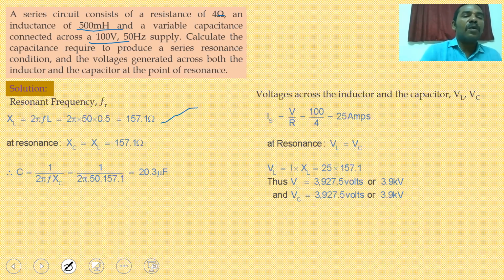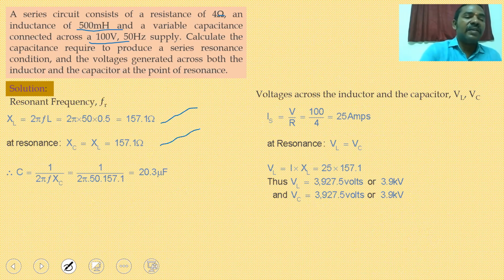So XL is equal to 2 pi f into L. So 2 pi f, so f they are given 50 hertz. So L value is 500 millihenry. So we are getting 157.1 ohm. So under resonance condition, XL value must be equal to XC. So that is equal to 157.1 ohm.